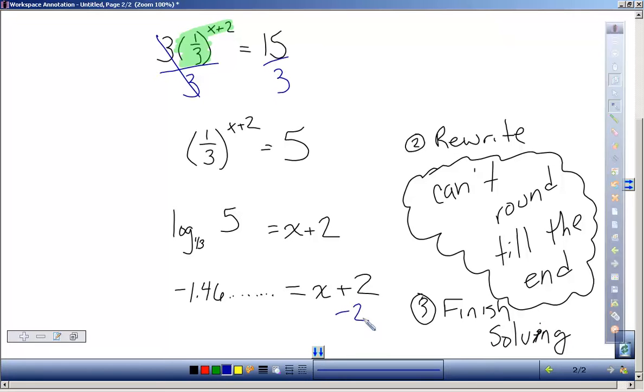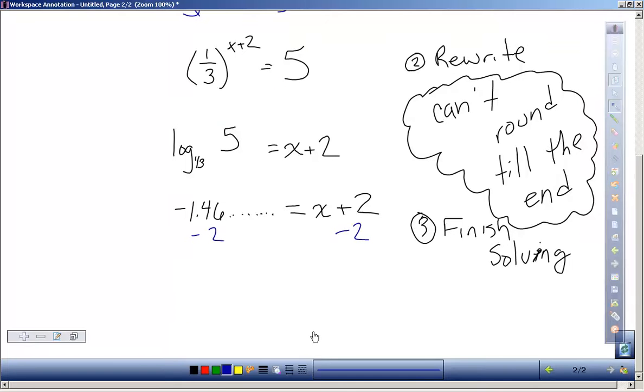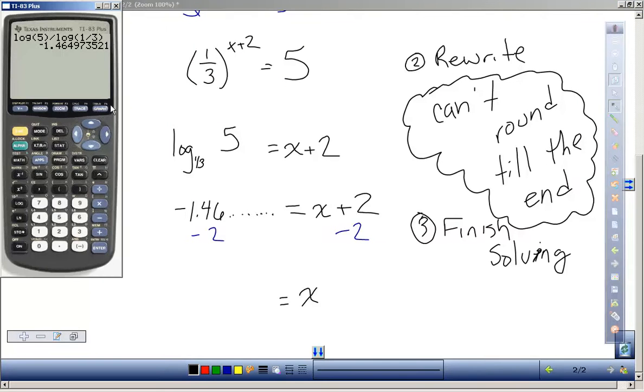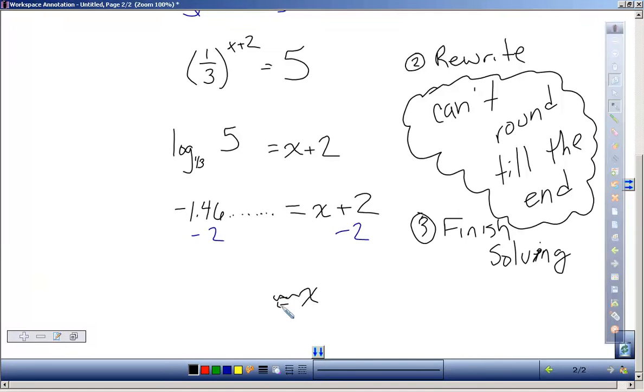So I do need to subtract 2 from both sides. So I'm going to subtract 2 from both sides, and I'm going to get that x is equal to, and again on your calculator, to keep all the decimal places, don't forget answer above the negative sign. You can do the previous answer minus 2, and it holds all those decimal places for you.